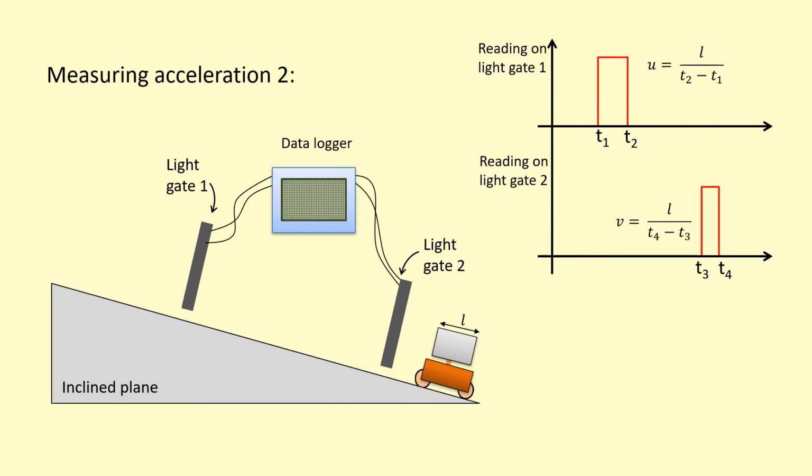Then finally, if I want to find the time it took to travel between those two light gates, I can find the midpoint between T1 and T2, which is adding them together and dividing by 2. Basically, I find the average, and repeat that for T3 and T4. So I've got the midpoint of those two points. The time taken to travel between those two is the difference in those two average times. That gives me the time, and I'm going to use that in my SUVAT. Acceleration equals change in velocity divided by the time, and that gives me the acceleration.